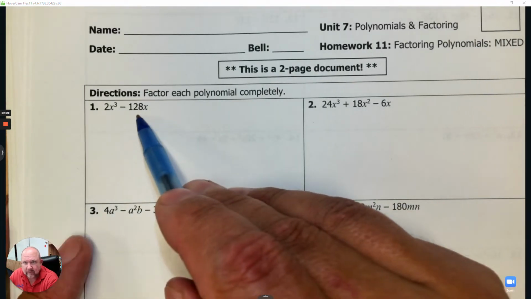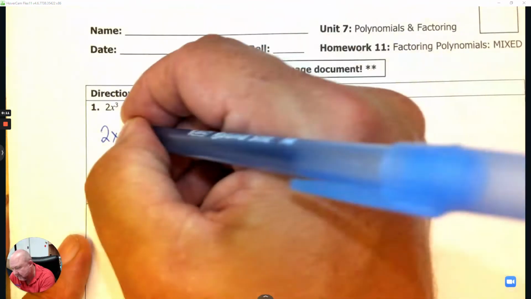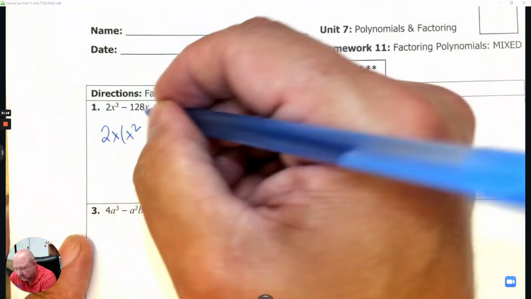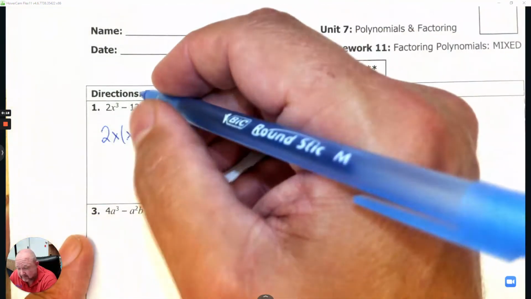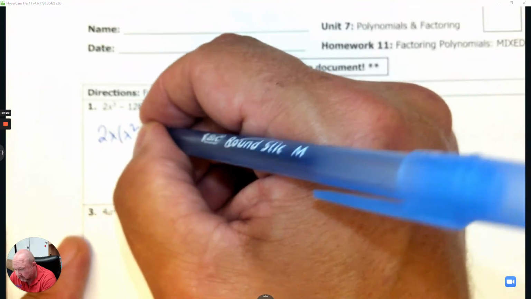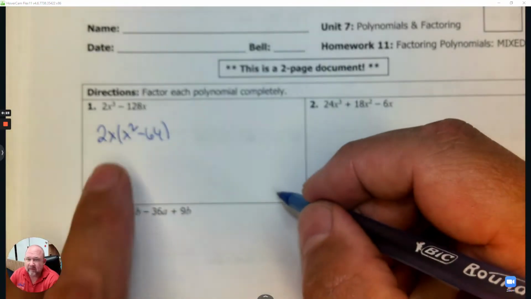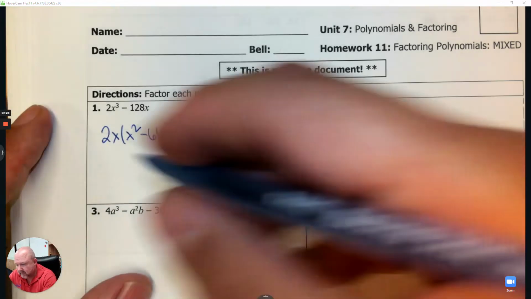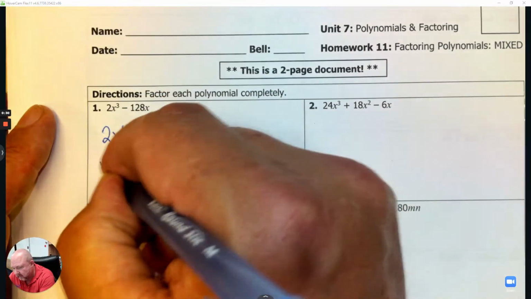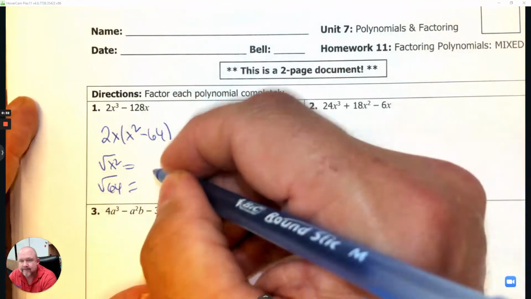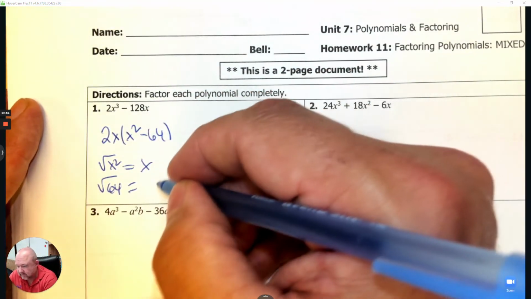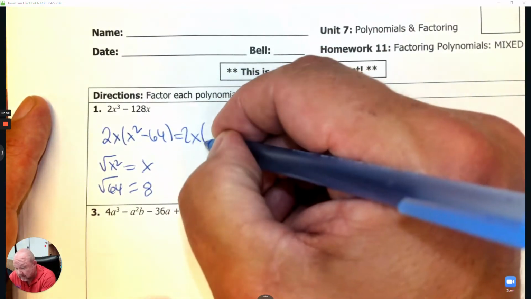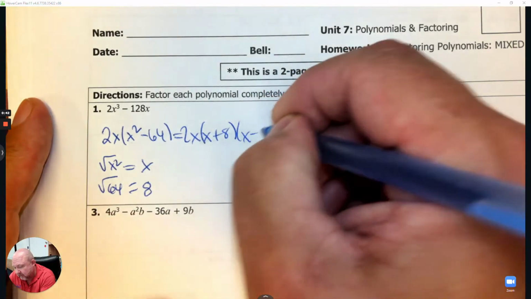So when I look here, I'm going to factor out a 2 and an x, because that's the greatest common factor. And then what's left over when you divide is x squared. And when you divide 128 by 2, you get 64. Now what's left inside the parentheses is a subtracting binomial. So I can square root x squared and square root 64. And so the square root of x squared is x. What number times itself is 64? And so my answer is going to be 2x, but then x plus 8, and then x subtract 8.